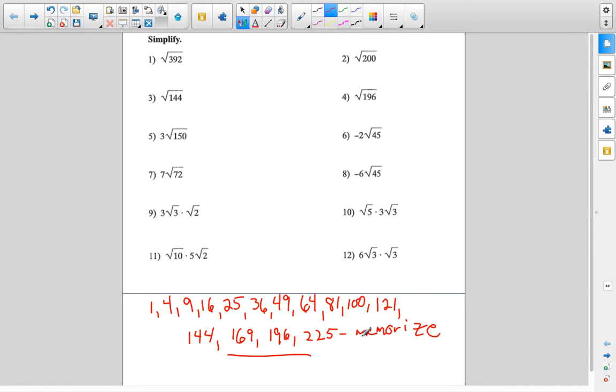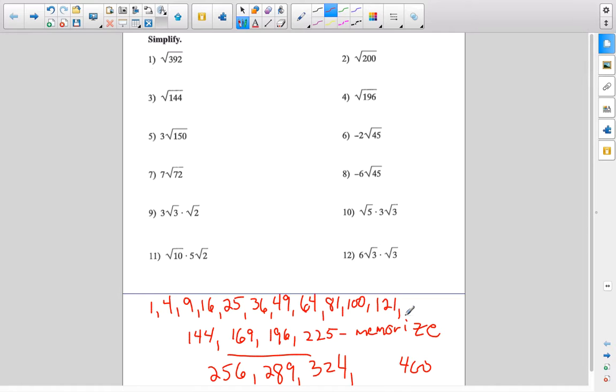Okay, some things are just easier if you memorize. So when I look at 392, it's not going to be in my list because 16 times 16 is 256. 17 times 17 is 289. And 18 times 18, I think, is 324. And I can't remember 19 times 19. And 20 times 20 is 400. Let me just look up 19 squared. So if I go 19 times 19, just to make this complete, I get 361.